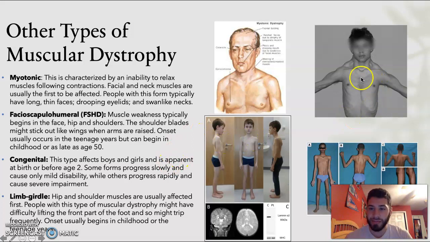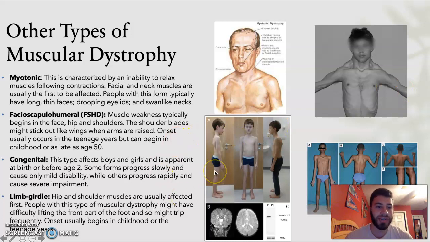And if you look at the top right, this image right here, you can see how the neck and shoulder blades look like a wing when the arms are raised. It's a pretty good picture to demonstrate that type of muscular dystrophy.